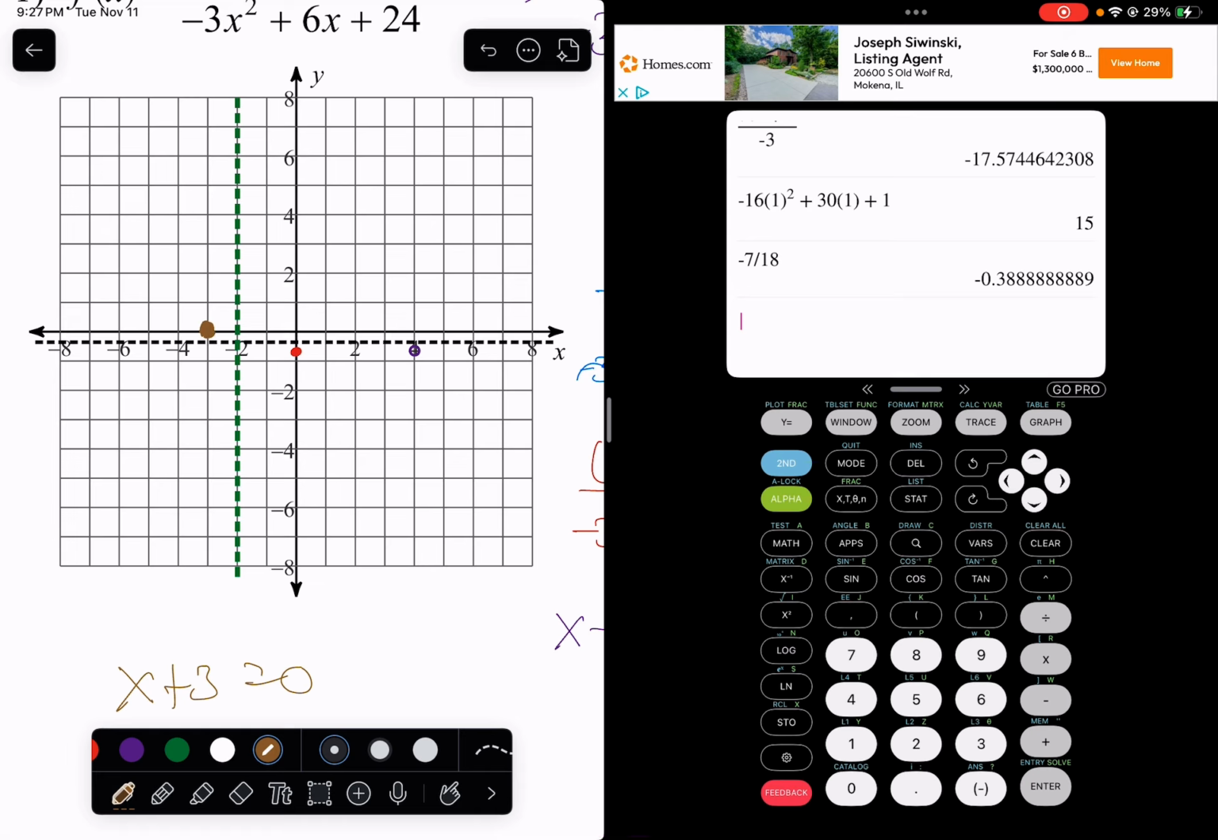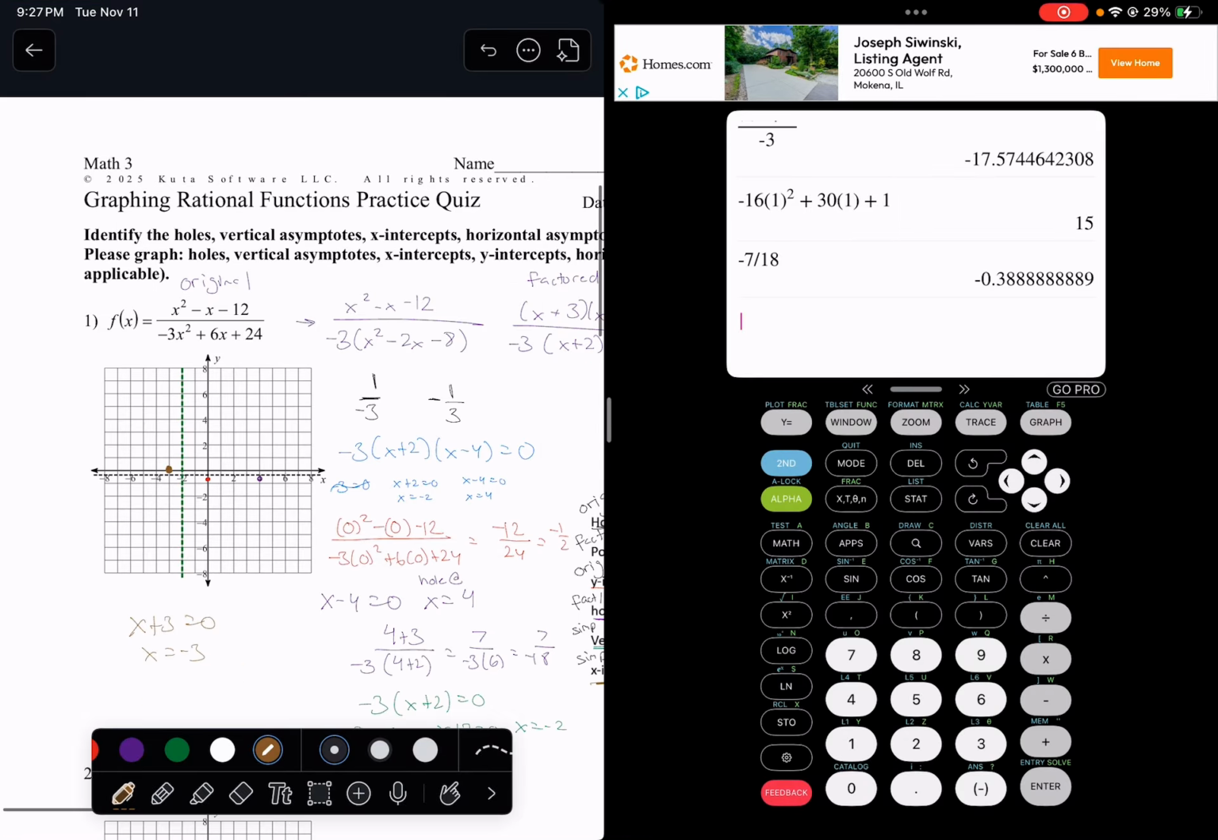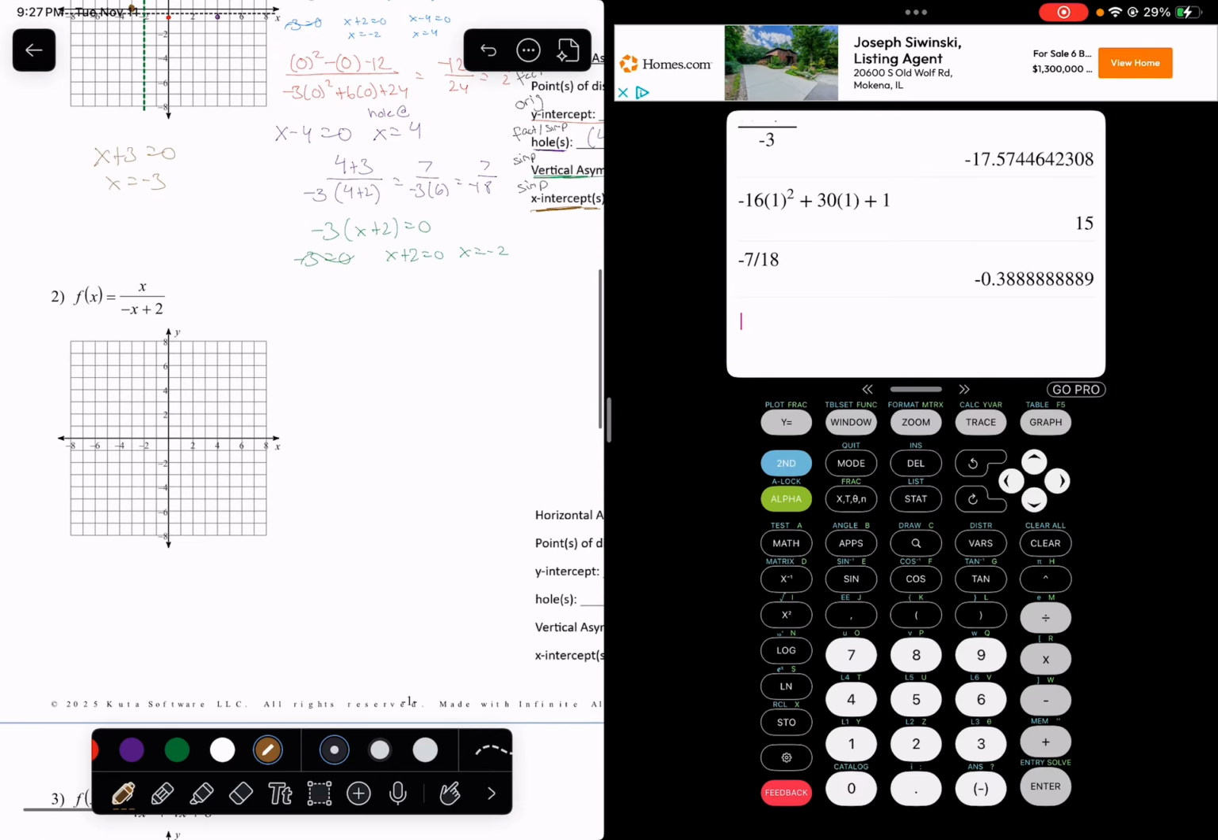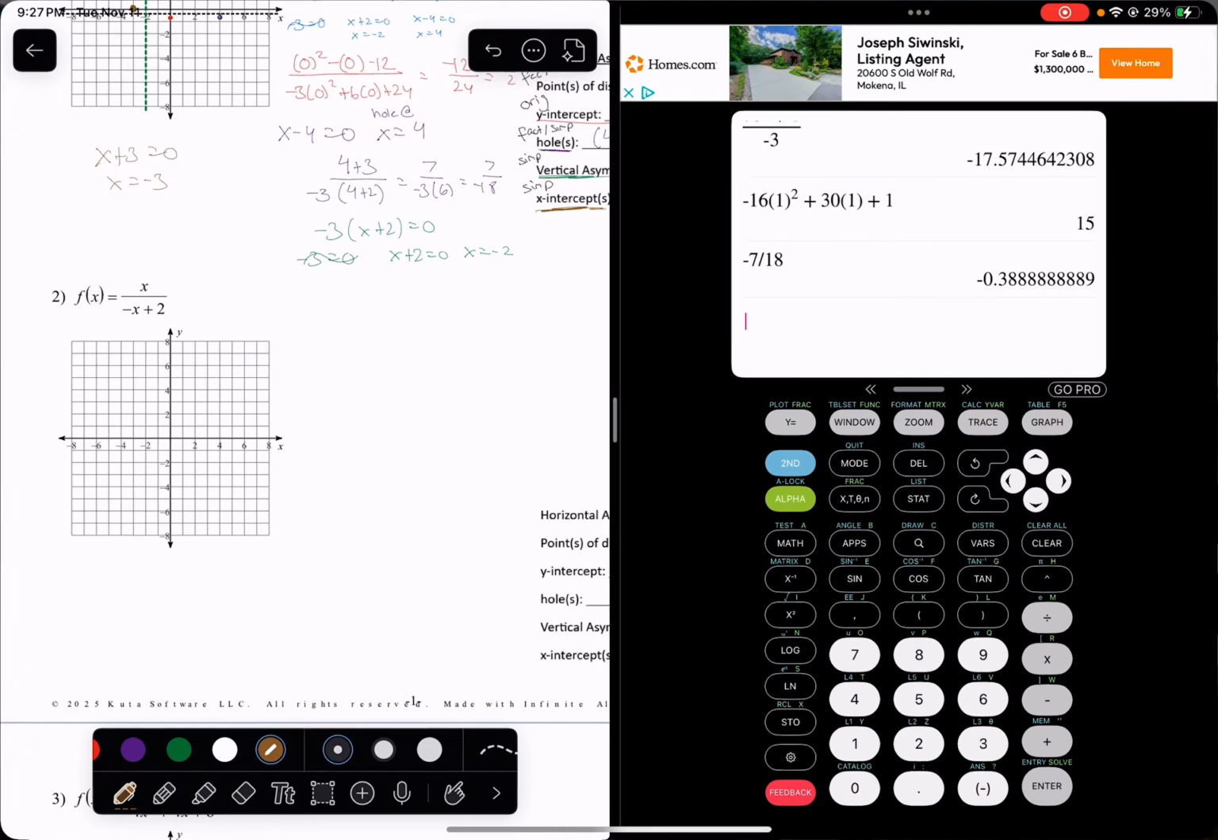All right, so this is what our graph should look like. Obviously, we saw on Delta Math that the rest of the function can get graphed in there. I'm not even making you guys do that. I just want to make sure that you can plot your intercepts, your holes, and your asymptotes, okay? All right, let's go ahead and try this next one here.